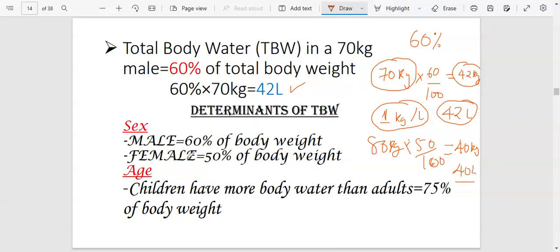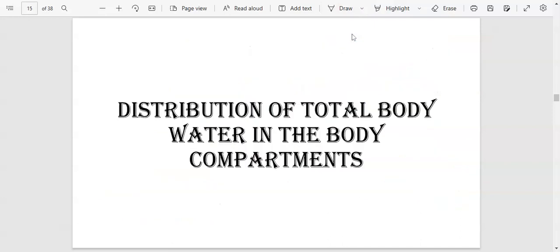So another thing that affects total body water is the age of the person. Mostly for children, water is much higher, about 75% of body weight in children as compared to adults. So children have more water than adults. All right.